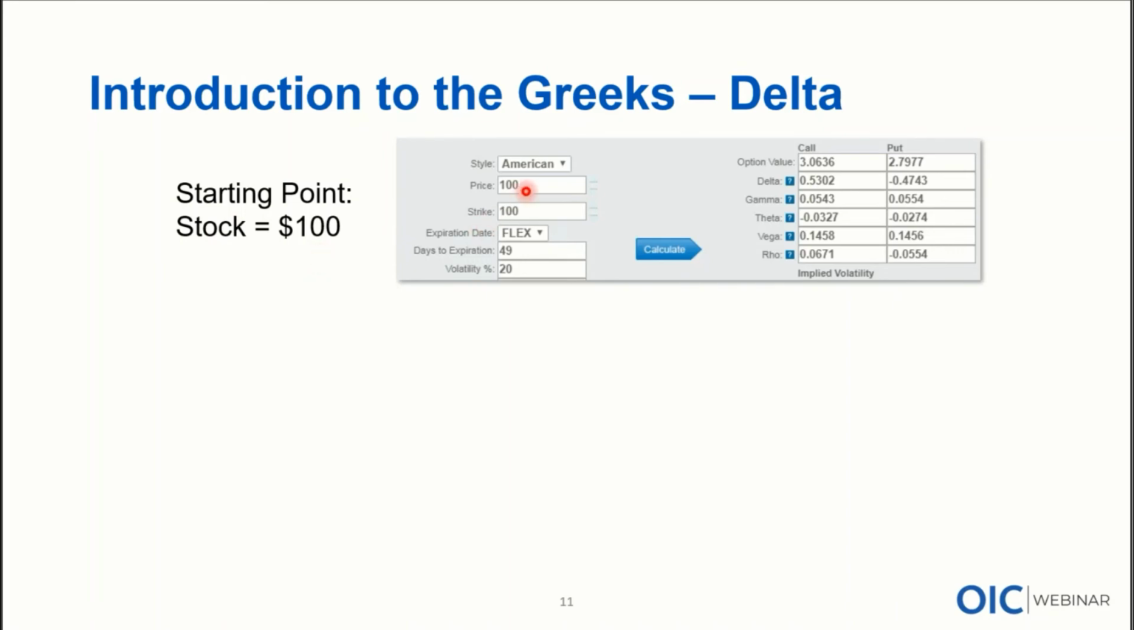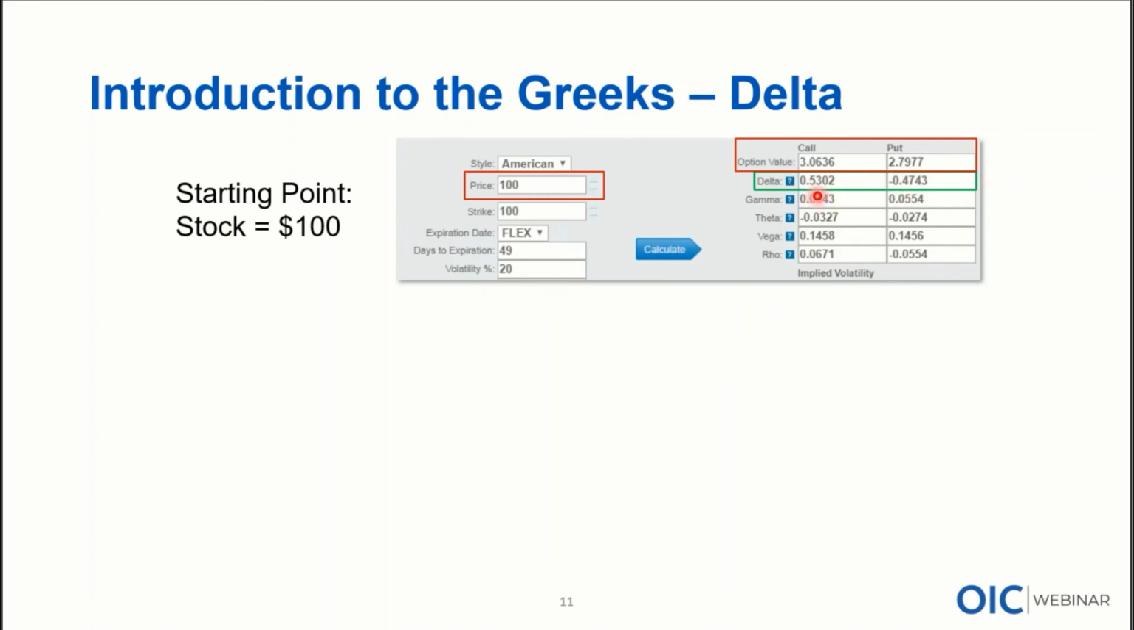Stock's trading at 100, and this comes from the OIC website options calculator. Stock price of 100, and we're going to look at the 100 strike call. Expiration date really doesn't matter. This is 49 days to expiration, and just putting in any volatility rate, calculating what the call and put prices are. We're going to focus on that, along with identifying the deltas, here's your long deltas and short deltas on the put side.